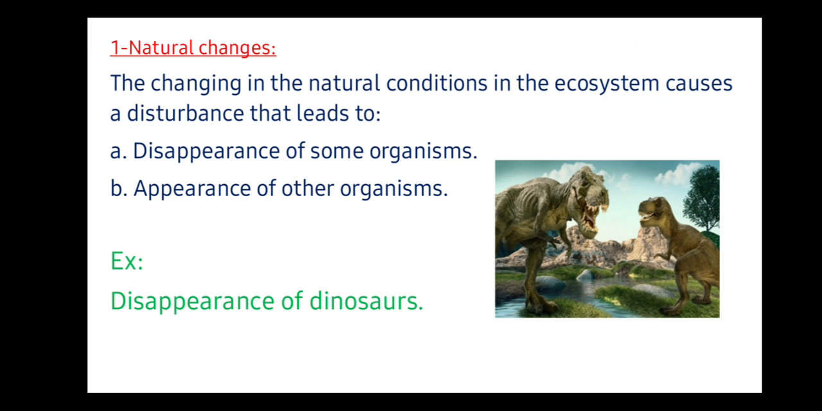So the natural change means that a change in the natural conditions in the ecosystem leads to the disappearance of the organisms which live in the old conditions and the appearance of organisms in the new conditions. So it will lead to the appearance of other new organisms.